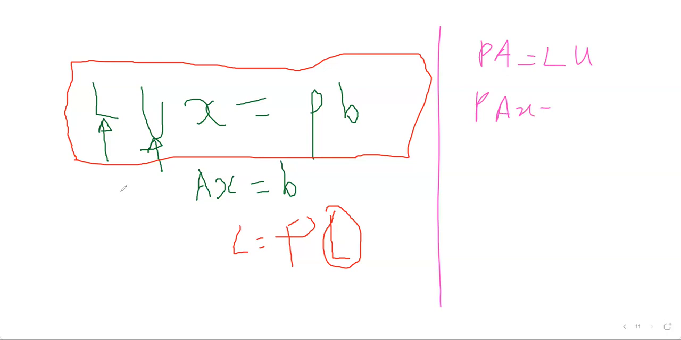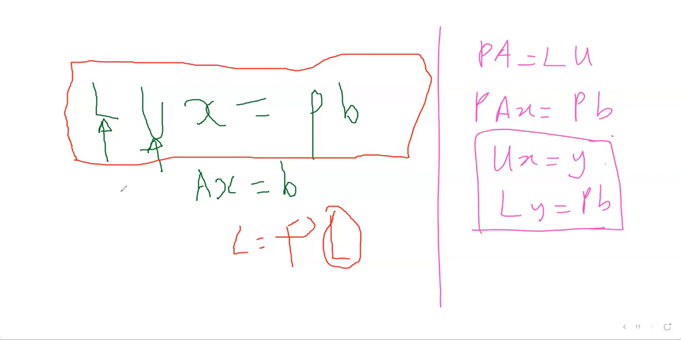If you have PAX equal to PB, then you can write PB. And all we're saying is that if you let UX be called Y, then LY is equal to PB. Here we directly put PA is already LU, so LUX is equal to PB.